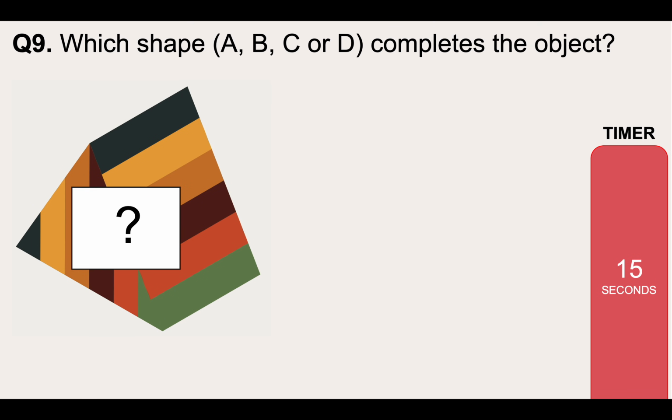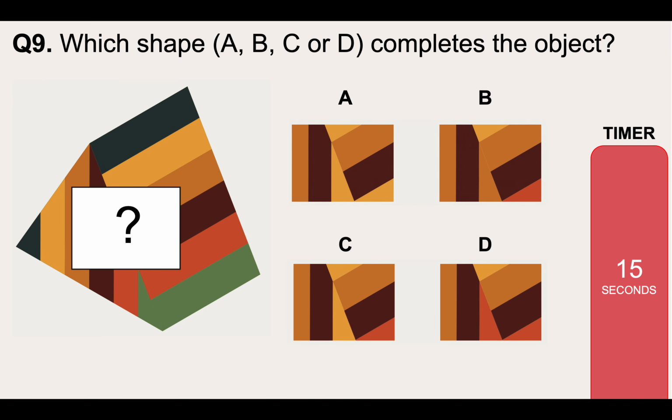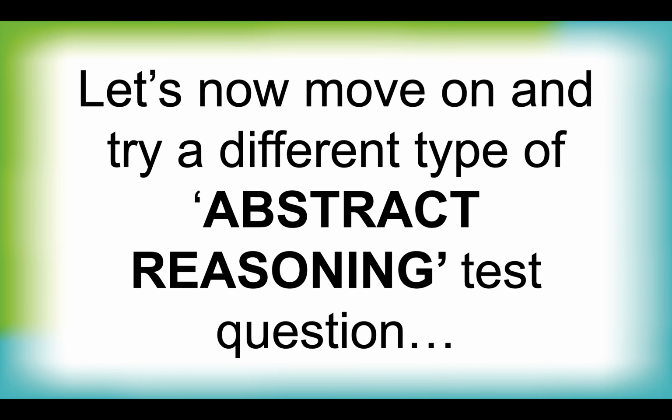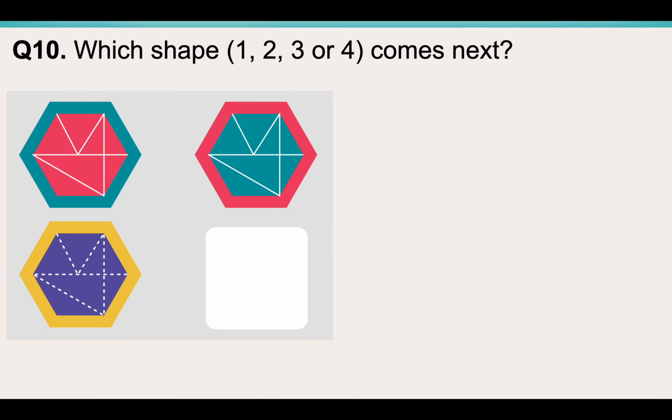Question 9. Which shape, A, B, C or D, completes that object? This is a bit tougher. Here we go. 15 seconds. Okay, you are doing brilliantly. So let's now move on to a different type of abstract reasoning test question.